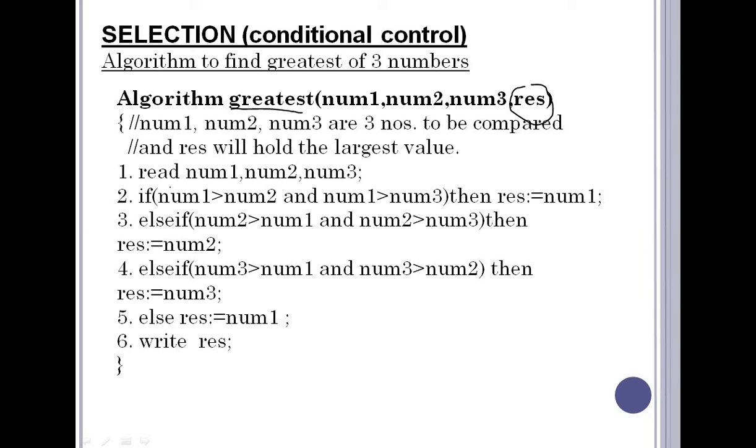Here we will use the read instruction to take the input from the user, and after that we will check whether number 1 is greater than number 2 and number 3, then we will assign number 1 to the result. Otherwise, we will check whether number 2 is greater than 1 or 3, then the result is number 2. Else, the result is 3. In this way we will write the output by using the write statement, write result. Otherwise, you can use the return statement which will return the value.